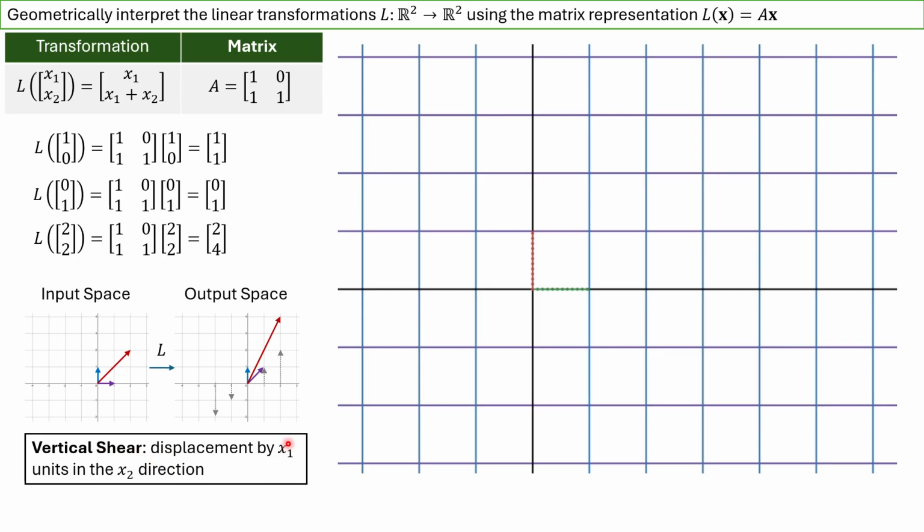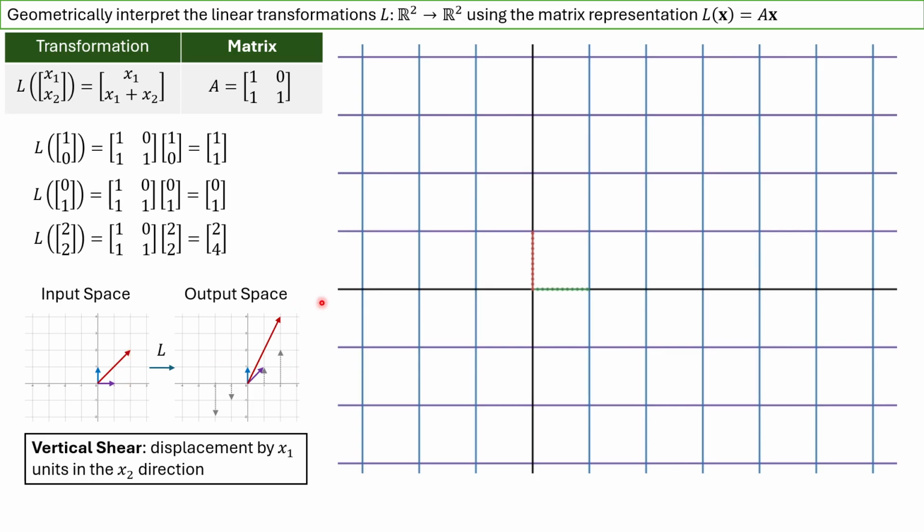We have displacement by specifically x1 extra units in the x2 direction. So our y value is going to be increased in this transformation by the x1 value, which is why when our x1 was 0 for this blue vector, we didn't change at all. But for example, our x1 was 2 in the vector 2, 2 as our original vector. So that means it will still have the same x, right? The x1 is mapped to x1, but the y value is going to be whatever the y value is plus 2, because that's what the x value was.